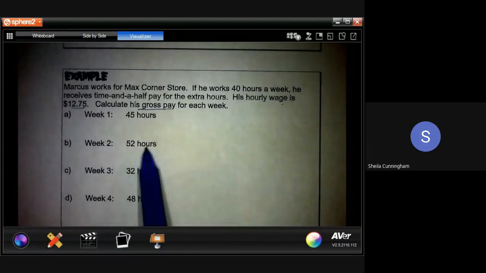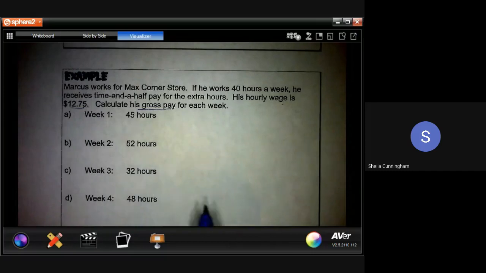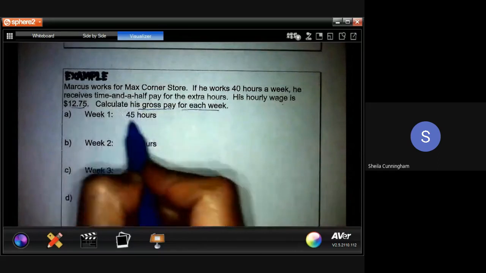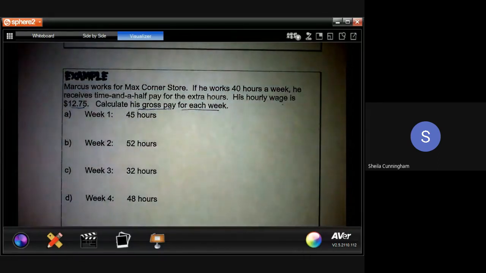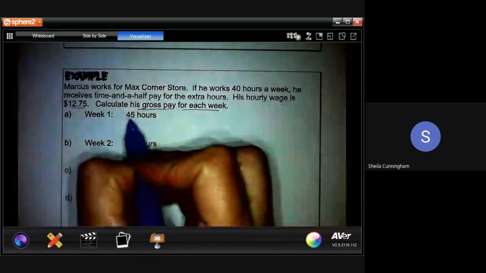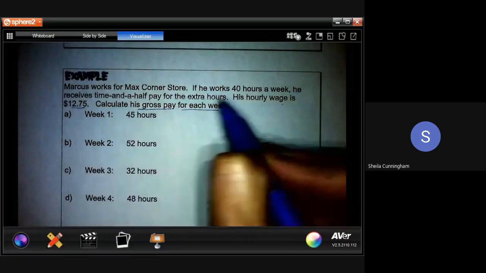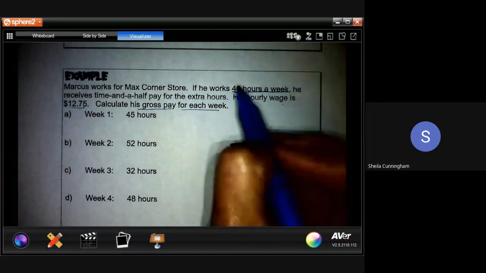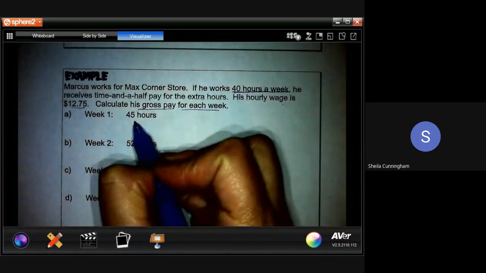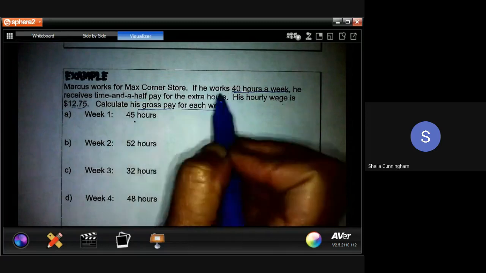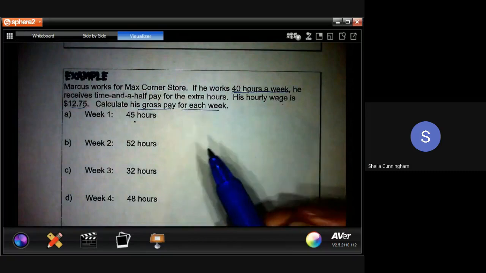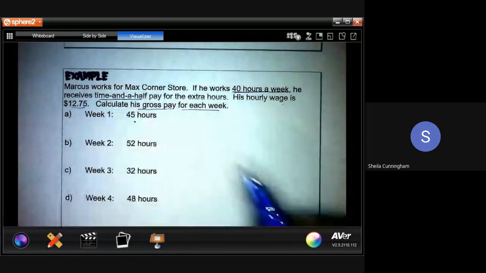Then in week 2, he worked 52 hours. Then in week 3, 38, and so forth. So all this is asking us to do is find his gross pay. We're not even going to worry about deductions in this case. So initially, if he worked 45 hours, his typical regular work week is 40 hours. Comparing 40 hours to 45, he's worked 5 extra hours. He went over his 40-hour week, so for those 5 extra hours, he is going to get time and a half.